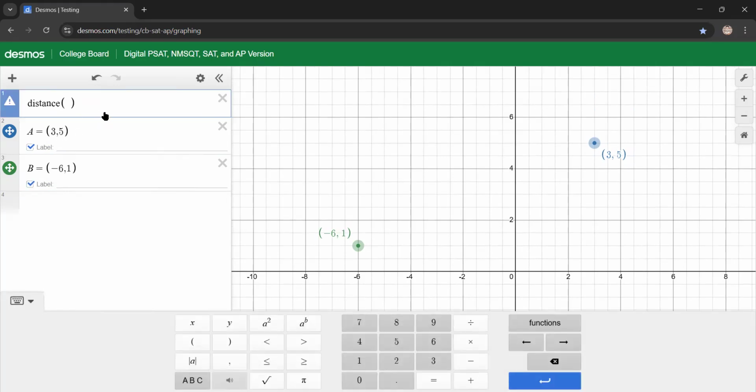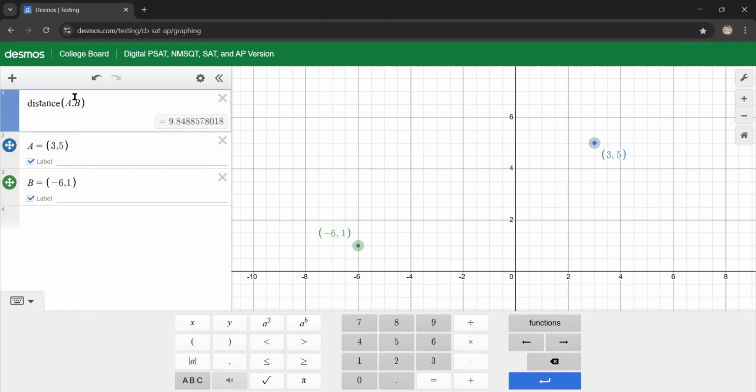Once you define the points, you can do distance. You have the brackets already. You need to write capital A, comma, capital B. You have the distance between the 2 points. The distance between point A and point B is 9.84.